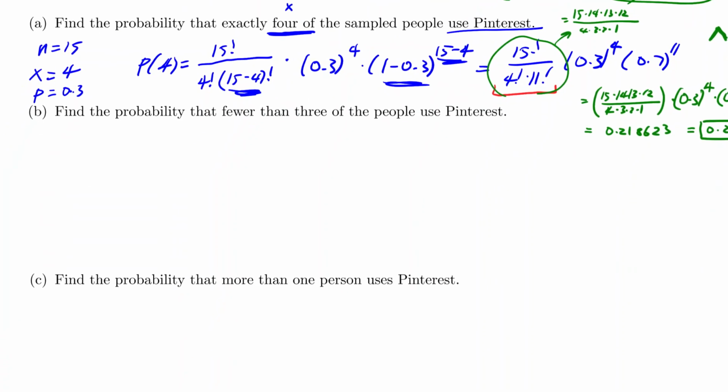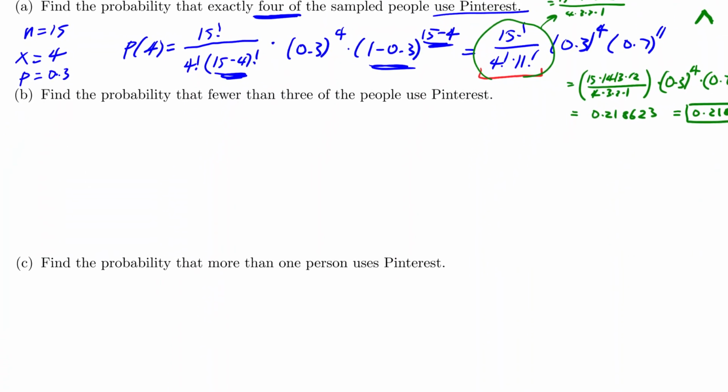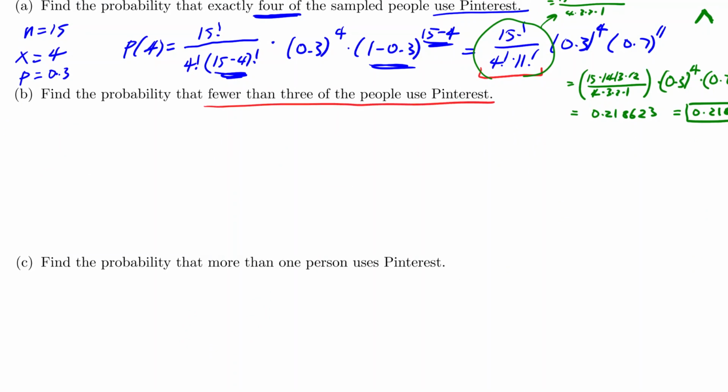So in the same context, let's find the probability that fewer than 3 people use Pinterest. Fewer than 3 means, again, build a habit of actually listing it. Fewer than 3 means x equals 0, don't forget 0, 1, and 2. So there are 3. We're finding the probability of 0 plus the probability of 1 plus the probability of 2. We add all 3 of these, then we get the probability that fewer than 3 people use Pinterest.